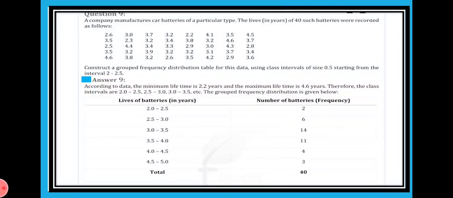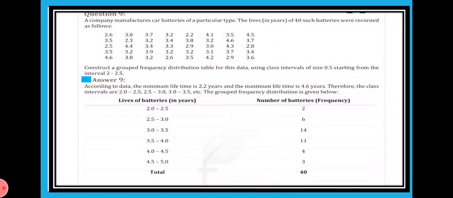Next, question number 9. A company manufactures car batteries of a particular type. The lives in years of 40 such batteries were recorded as follows. Construct a grouped frequency distribution table for the data using class intervals of size 0.5, starting from the interval 2 to 2.5. Here we only have to prepare the grouped frequency distribution table.